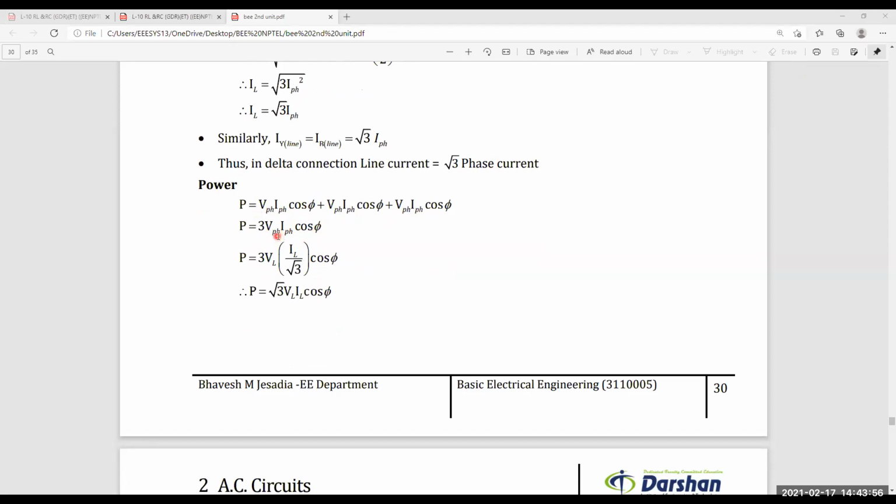So V phase is equal to VL. You know well, for a delta connected system, V phase is equal to VL. That is, line voltage is equal to phase voltage in a delta connection system. And I phase is equal to IL by root 3.